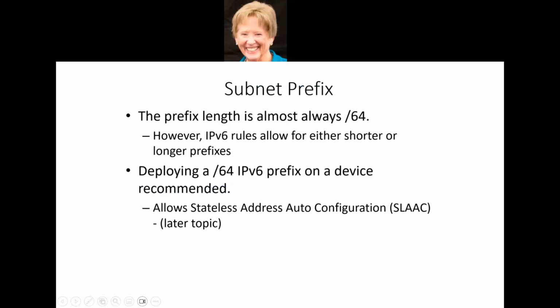So really, if we think about it, the prefix length is usually always 64, and then we'll talk about a circumstance that really needs it to be 64. You can go shorter or longer, and we'll talk about that in just a few minutes, but it's always recommended to deploy that /64 IPv6 address because it allows stateless address auto configuration, which we're going to do a demo of in just a few minutes to look at stateless auto address configuration.